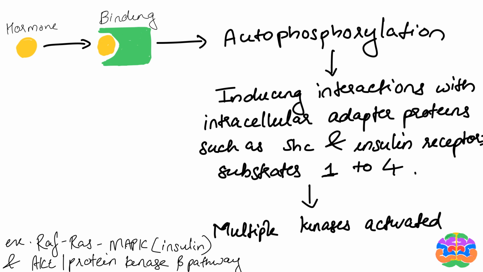Now, this causes activation of multiple kinases. An example here is the RAF-RAS MAPK system, which is seen in insulin signaling, and the AKT protein kinase B pathway. These are signaling pathways which are a series of proteins that regulate cell growth, differentiation, and survival.